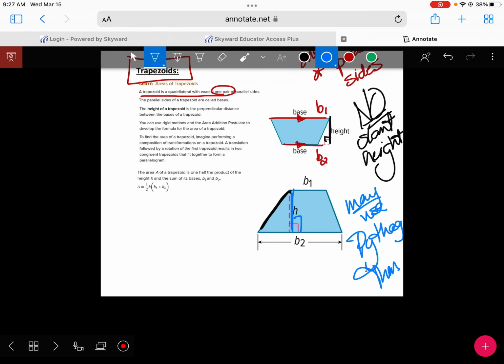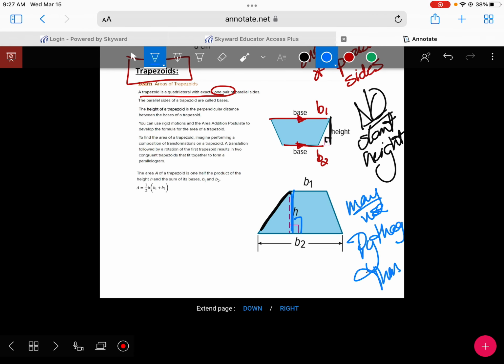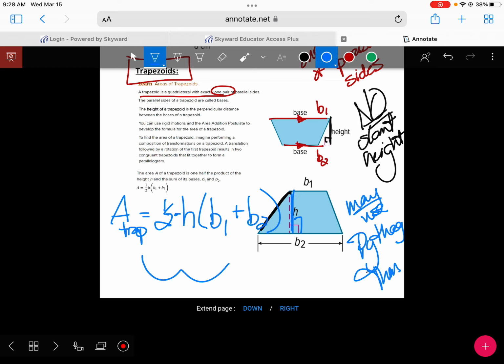The big formula for the area of a trapezoid is 1/2 times the height, and that's the perpendicular height again, times the sum of our bases. Put a big cloud around that so you can find that formula quickly.